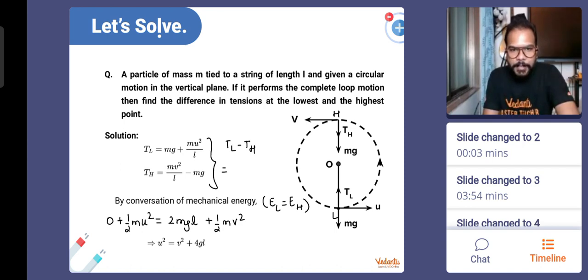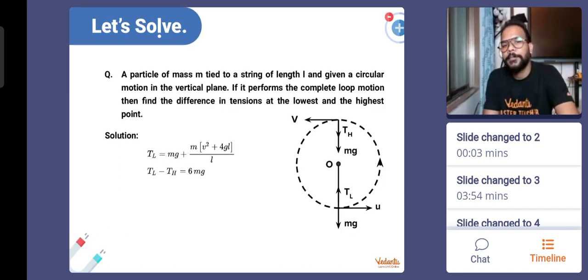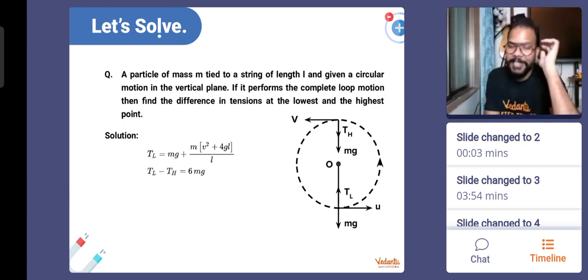TL minus TH, the difference will be mg minus mg will become mg plus mg. So 2 mg plus m by L u square minus v square. That's the equation that we should have on the right hand side. Okay, guys, they have eventually used the minimum case only. They have gone with the minimum case.